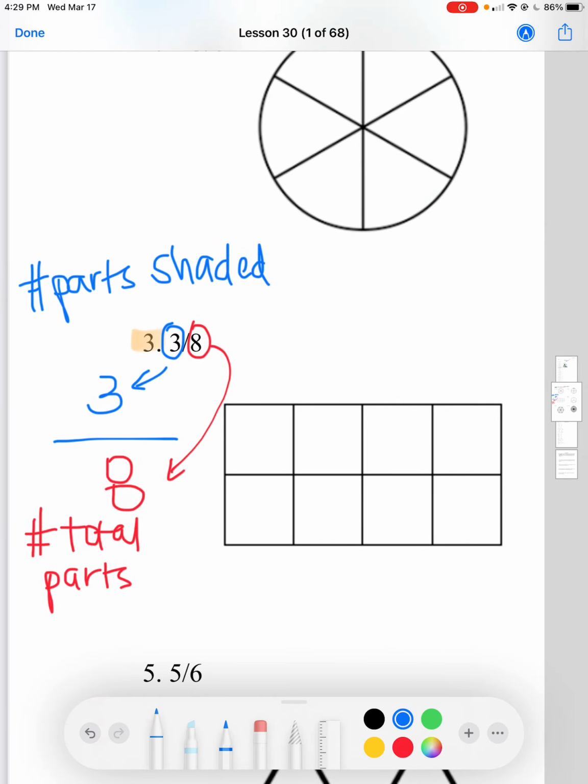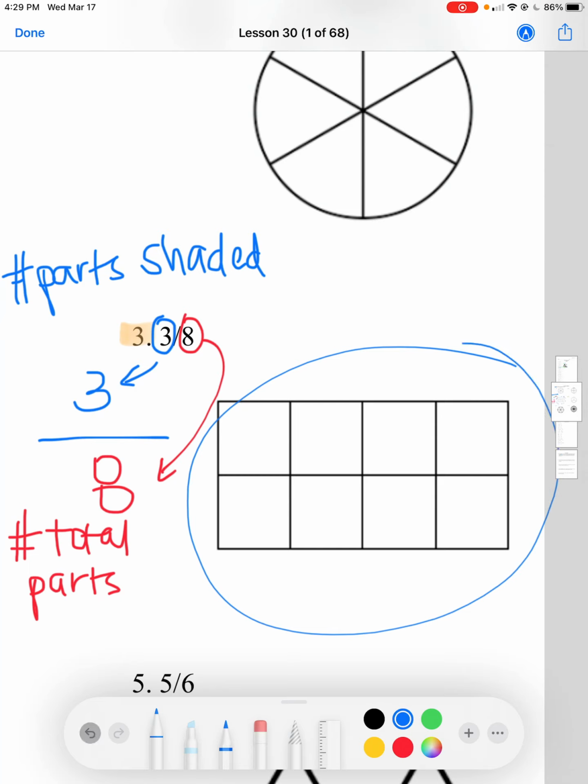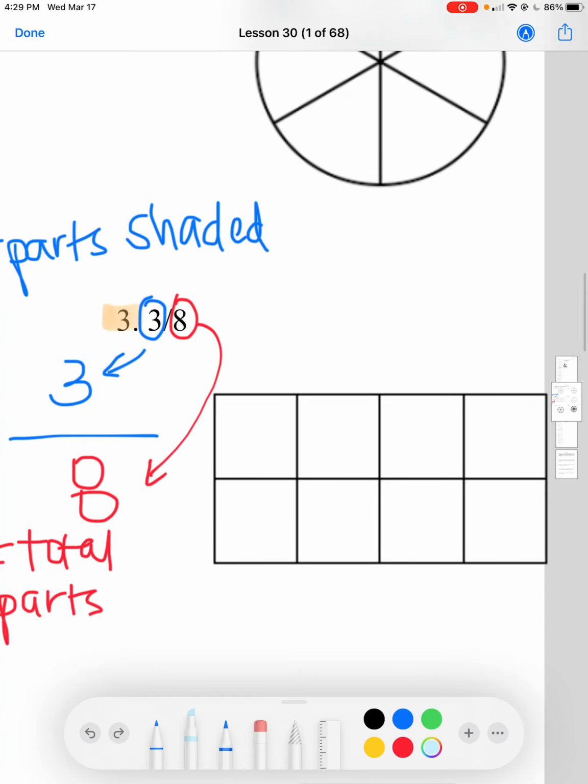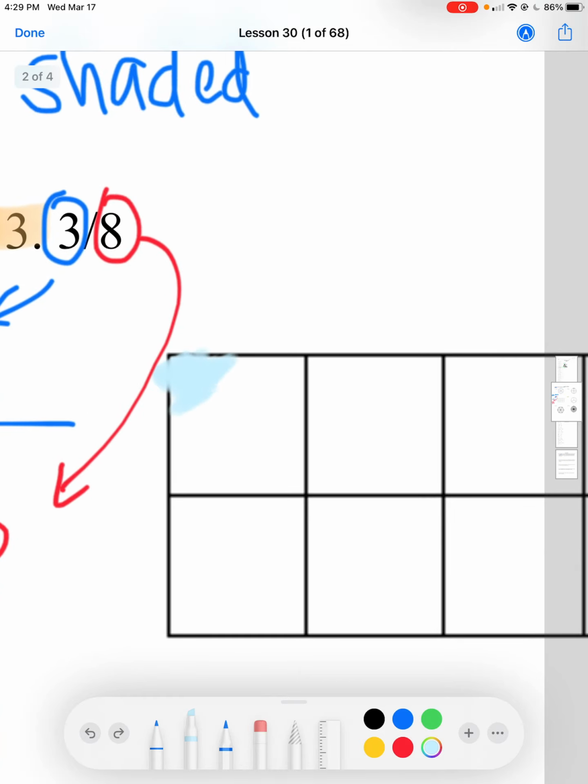So we have 3 over 8. If you look here, none of them are shaded. So we have to go and do the shading to match this fraction here. Because it says 3 parts are shaded, we're going to go ahead and shade 3 parts. Shade 1, 2.